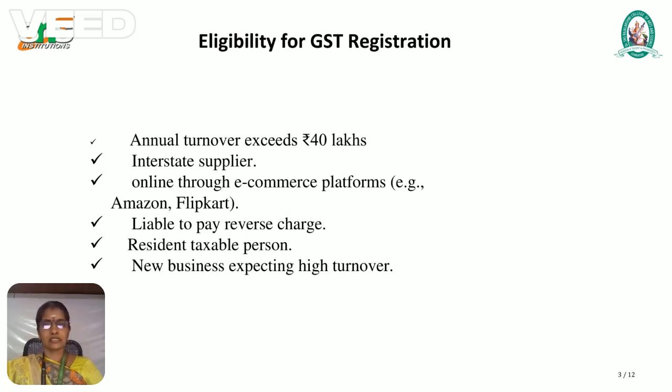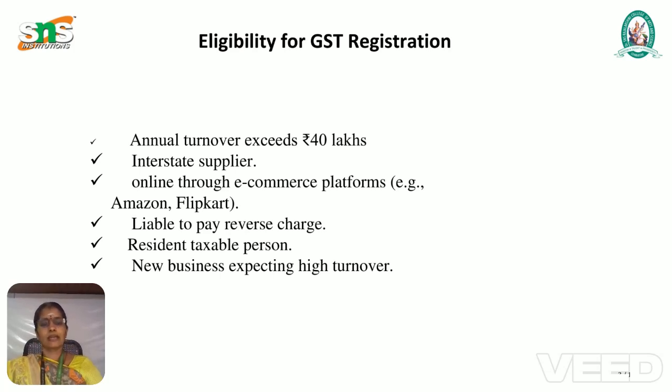Suppose you are going to register your company under the GST law and you are supplying goods. In that case your annual turnover should exceed 40 lakhs. And if you are providing services, your annual turnover should exceed 20 lakhs. So these are the two main considerations while registering your company under GST law. For goods supplied the turnover exceeds 40 lakhs, and for services it exceeds 20 lakhs.